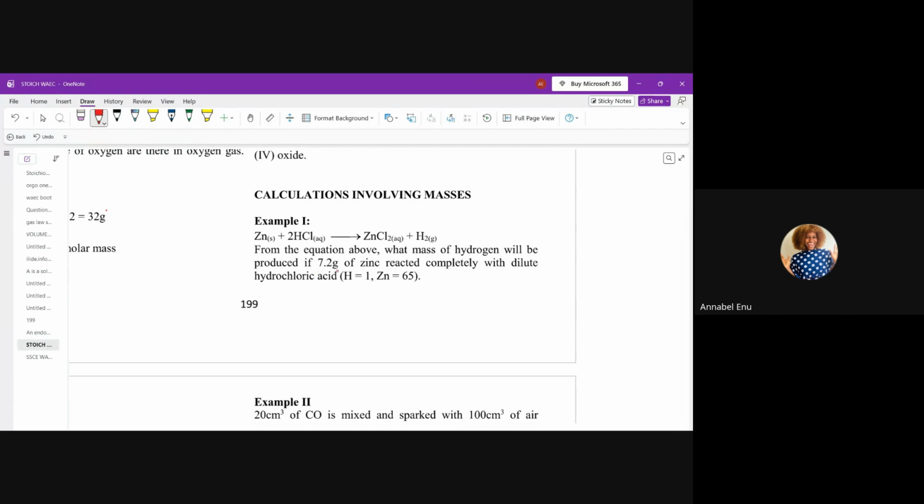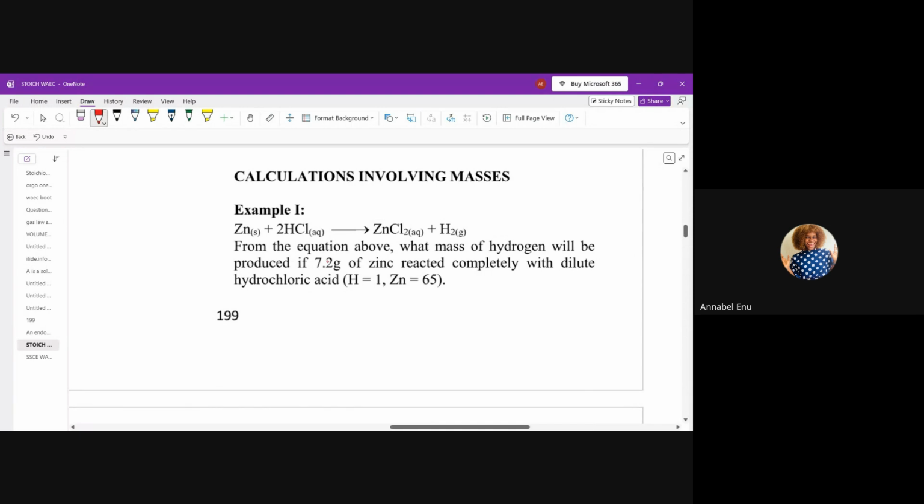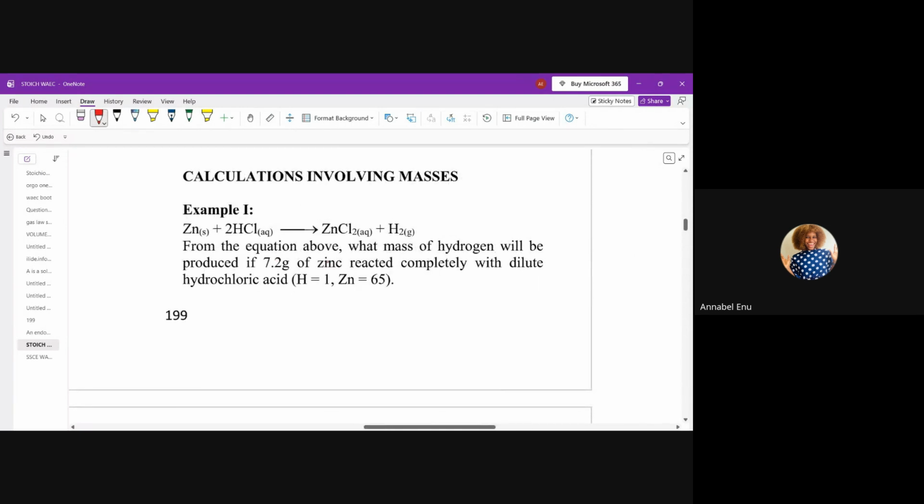I hope you all can see my screen. Melody, Winner, because I know Winner was having challenge following us in the last class, maybe due to internet issues.